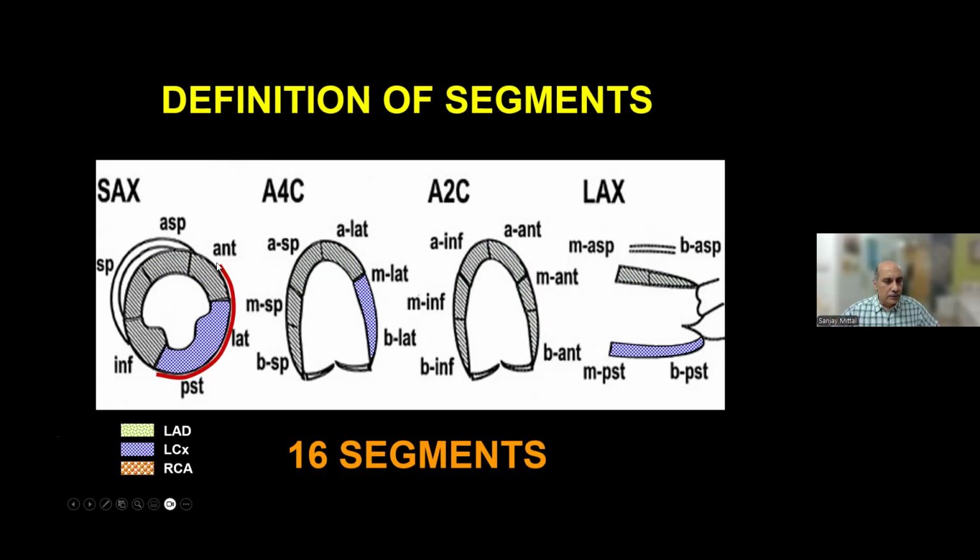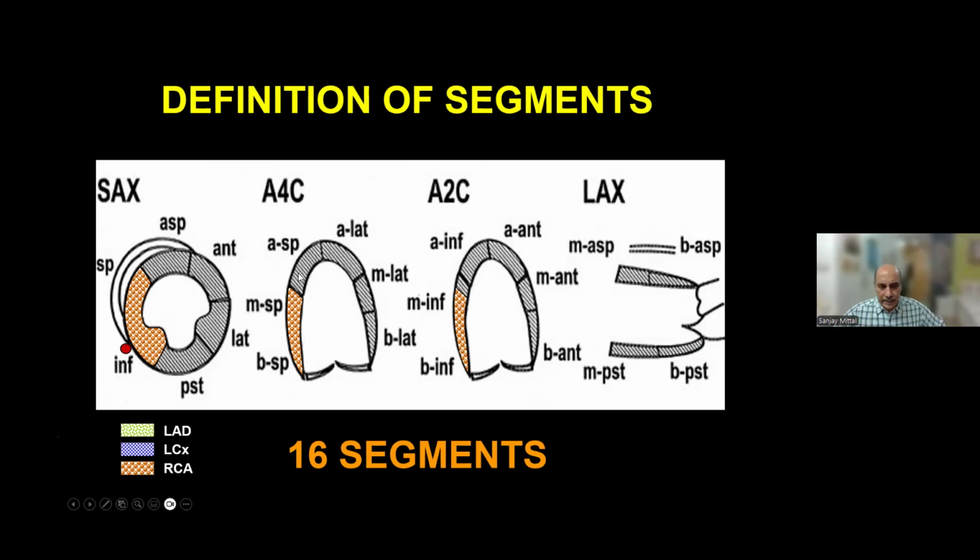So obviously, it would supply all the areas adjacent to that. The basal and mid portion of the lateral wall and the basal and mid portion of the posterior wall are supplied by the LCX. The posterior descending artery runs in the posterior interventricular groove, commonly arising from the right coronary artery, and would supply areas adjacent to that. So this supplies the mid and basal septum and the mid and basal inferior wall.